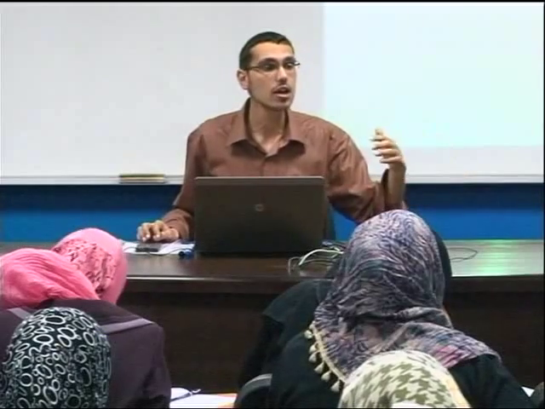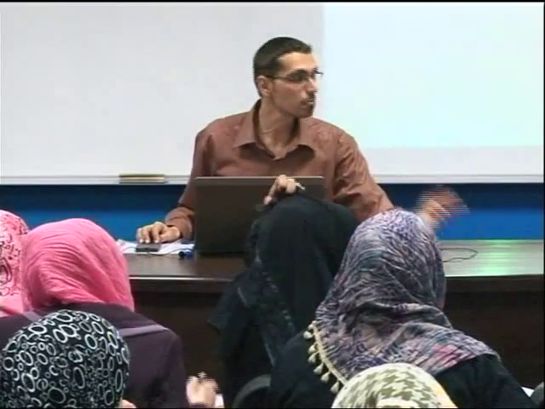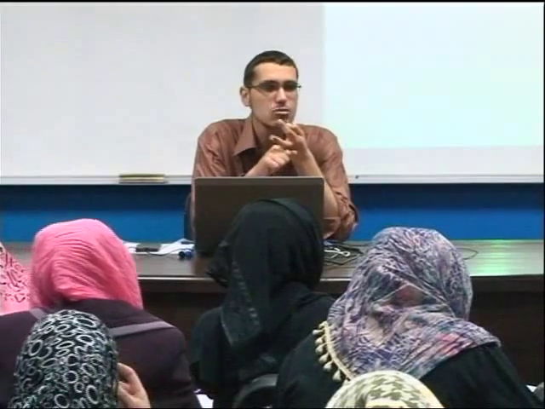Not as the first method, the production method, where only the remaining amount after the deduction of the saleable value or the net realizable value of the byproduct was allocated to the main product. But here, all the joint costs would be allocated to the main product. Of course, after selling the fine grade lumber, we would recognize the same entries. The first entry recognizes the cost of goods sold, the second entry recognizes the revenue amount.